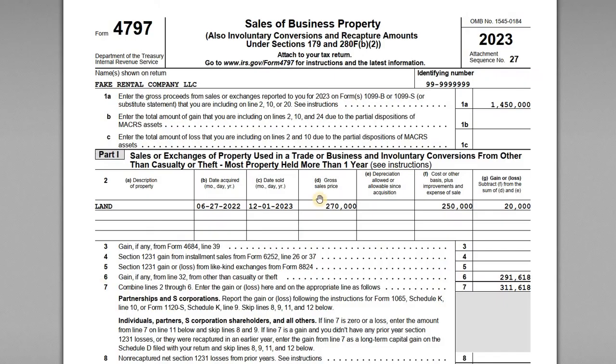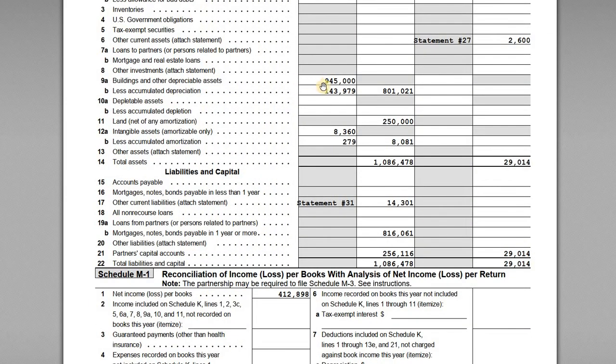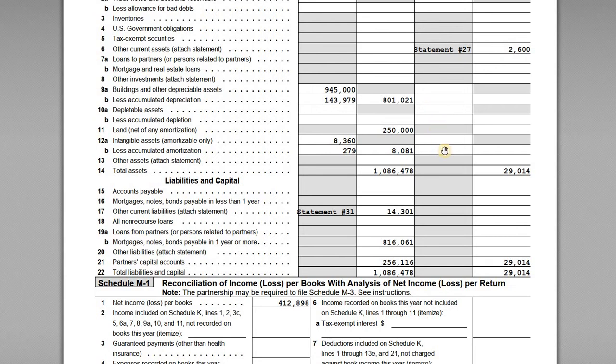So if I go back to the 4797, let's take a quick look at the balance sheet, just to get a sense of what we had at the start of the year. We've got the buildings and other depreciable assets, the accumulated depreciation claimed on those assets, the non-depreciable land, and some loan origination costs that are being amortized over the life of the loan. Because they sold the property and paid off the mortgage early, you can accelerate the amortization.